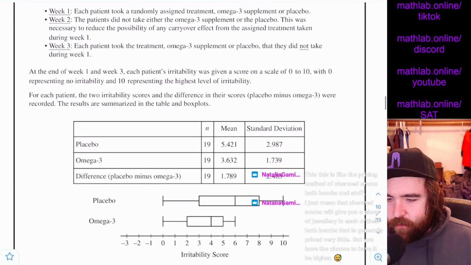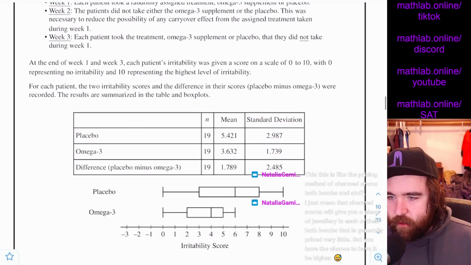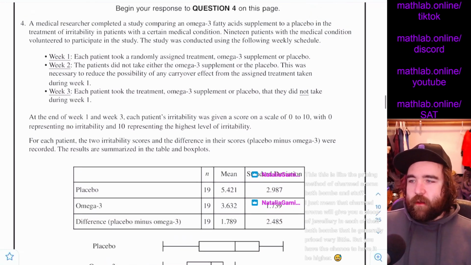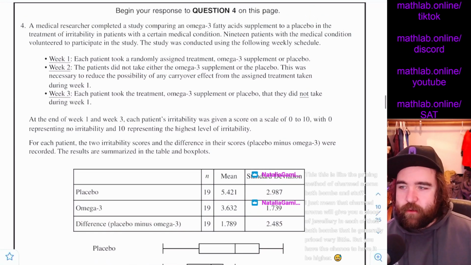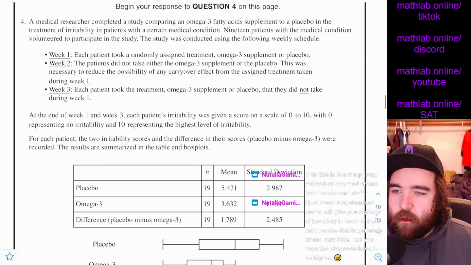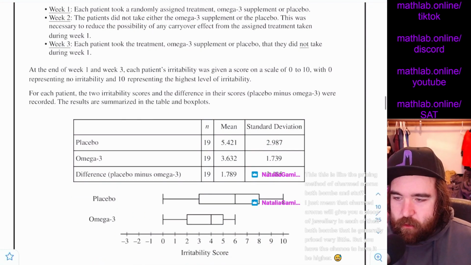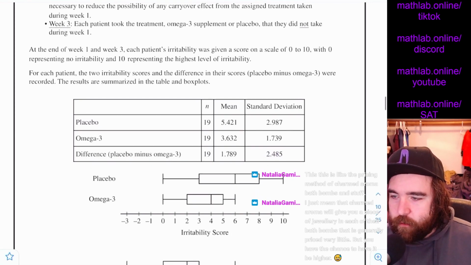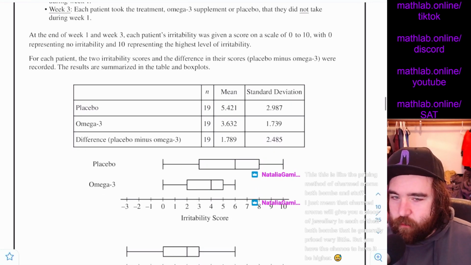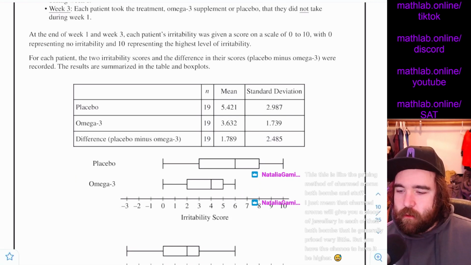Oh, so they tested both of them and gave them time off. So then they measured everybody with each. So there was 19 people total. They just were randomly assigned to take one first. With the placebo, there was a wide range.